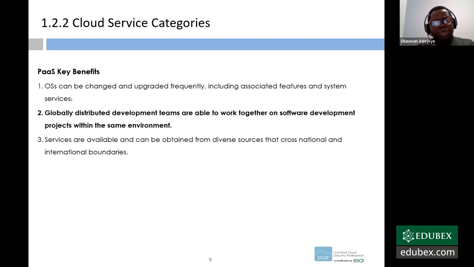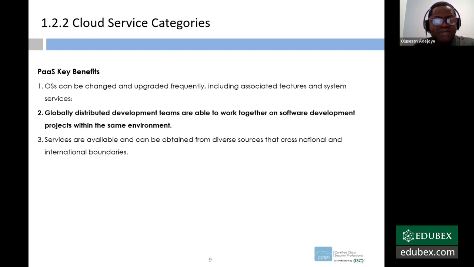So as we continue, the OS can be changed and upgraded. Why? Because the operating system is managed by the cloud service provider. It is not the focus of the consumer. The focus of the consumer is just to provision their customized application, especially software developers or software solution companies. Two, globally distributed development teams are able to work together on software development projects within the same environment. Because the cloud environment is time decoupled and location decoupled, you can access it anytime and anywhere. So it allows for interoperability among all the development teams.